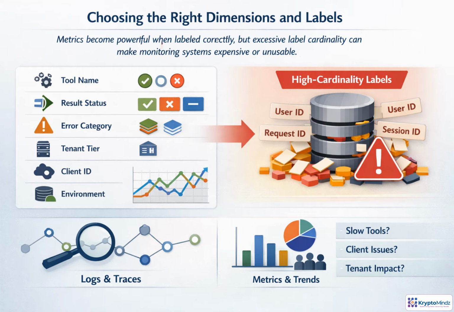The risk is cardinality. Every unique label value creates another time series. Raw user IDs, request IDs, session IDs, or free-form inputs can quickly drive up storage and query cost. Use metrics for aggregate patterns. Use logs and traces when you need the exact request, user, or payload behind an incident. Good labels summarize. Risky labels enumerate everything.